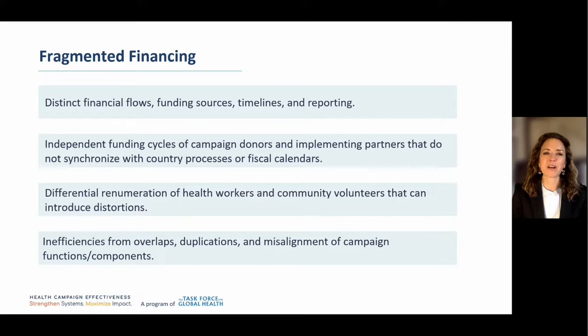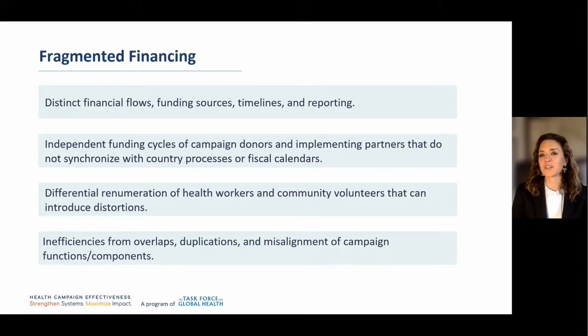The third theme is around fragmented financing. There's a lot to go through here. I'll just touch on some high points, but there are distinct financial flows, funding sources, timelines, and reporting across health programs, partners, and campaigns. And the independent funding cycles of campaign donors and implementing partners don't synchronize with country processes or fiscal calendars.